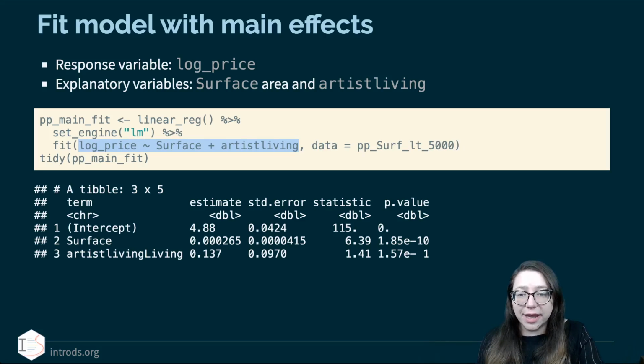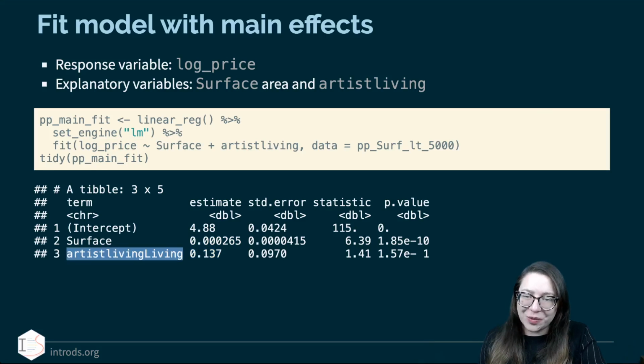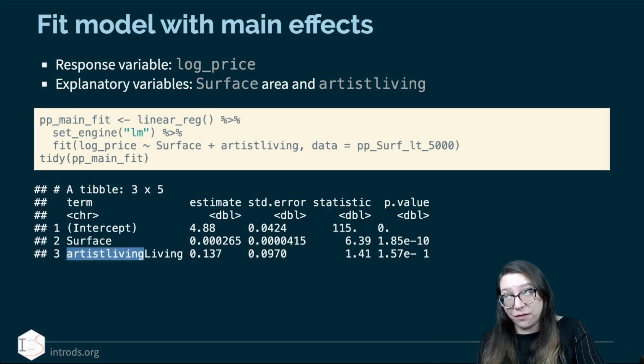And here we can take a look at our coefficient estimates. We have an intercept, a slope for surface area, and a slope for artist living as well. This looks a little bit funny the way it's printed out here, but remember that artist living is the name of the variable in the data frame, so that's what's in the header of our column. The deceased level is the baseline level, so the living level is the level for which the slope is estimated.